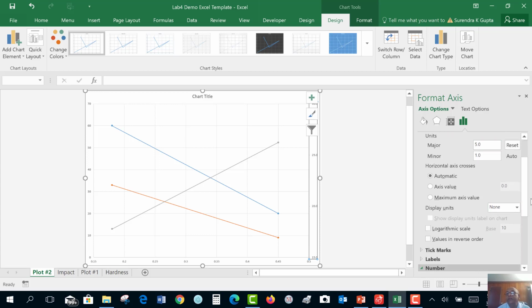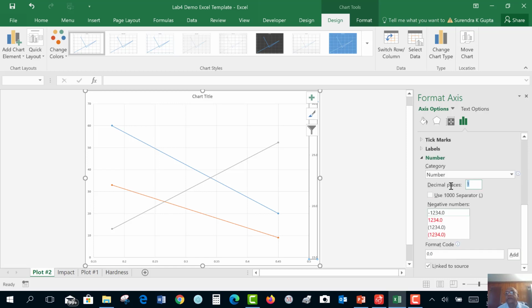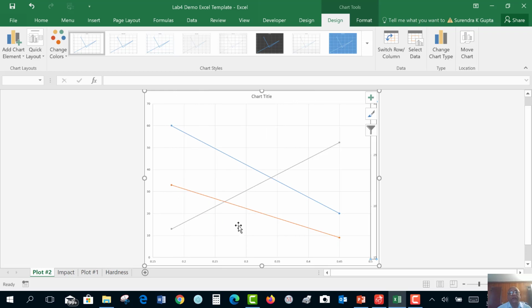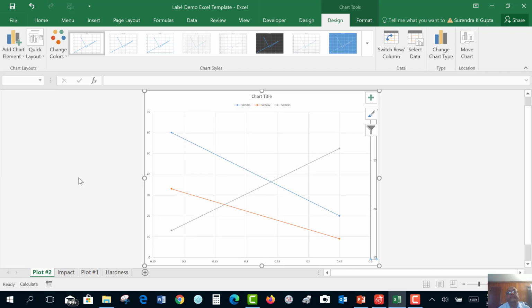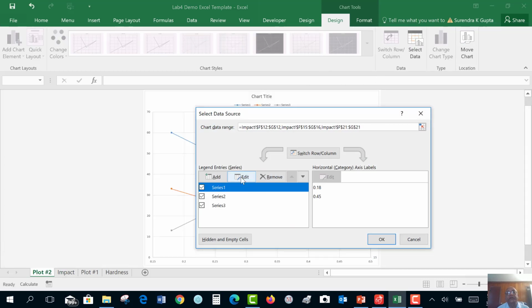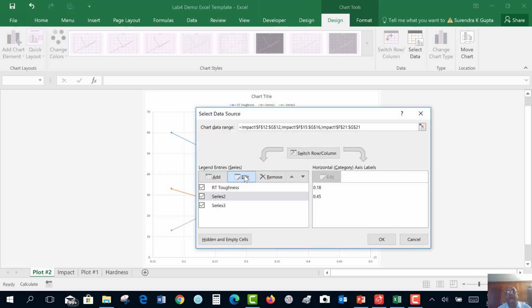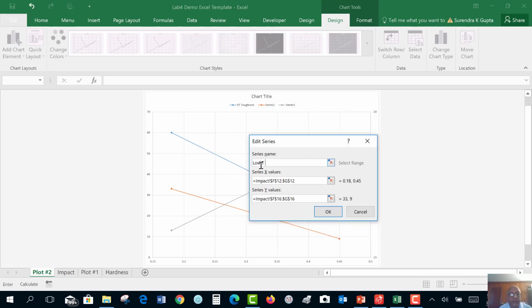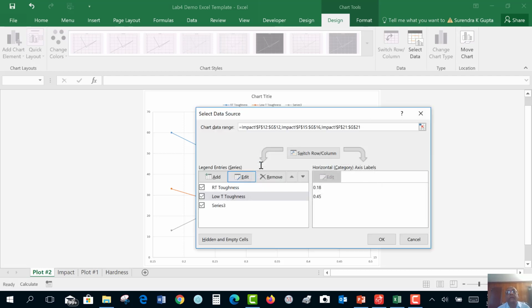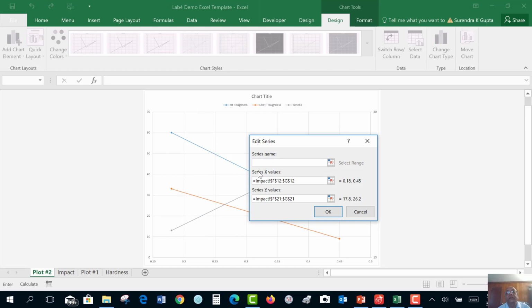And let's reduce number of digits to 0. Okay, so again we want legend. Let's give these names. So as before, series 1 is room temperature toughness. 2 is low temperature toughness. 3 is room temperature hardness.